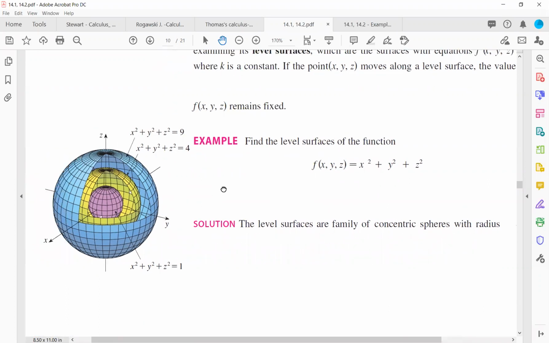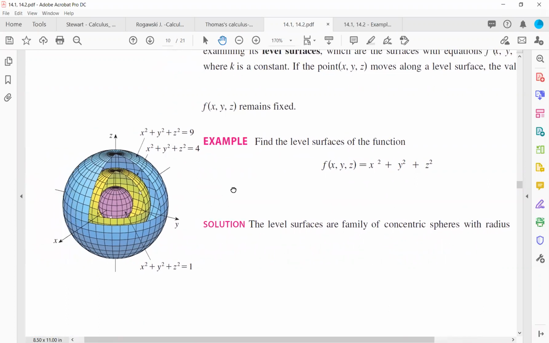To graph level surfaces, you can plug in different values for your k. K is equal to x squared plus y squared plus z squared. K can be 1, k can be 2, 3, 4, 5, any number that you like. Note that k cannot be negative because you have x squared plus y squared plus z squared equals a number. And if you graph those, you have some spheres with the exact same center. These are level surfaces of this function. This function, if you want to graph it, is going to be very hard because it's a 4-dimensional object.